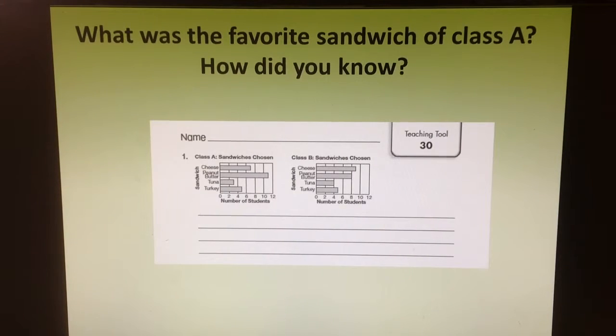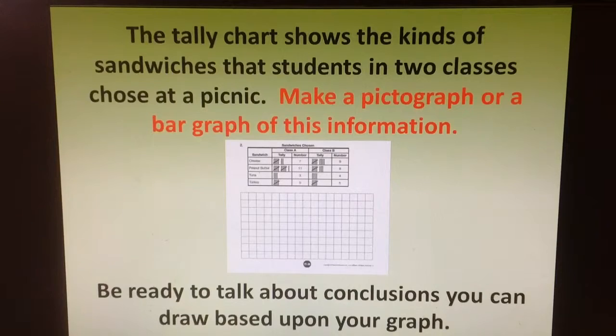What was the favorite sandwich of Class A, and how do you know? Well, I'm looking at the graph for Class A, and it looks like peanut butter has the tallest bar, the longest bar, so I know peanut butter must be their favorite.